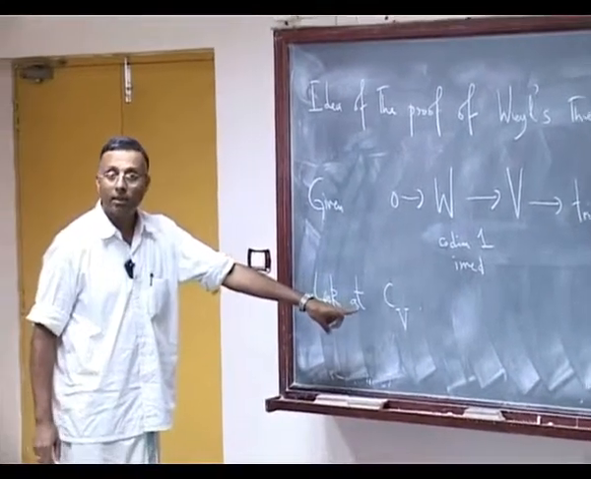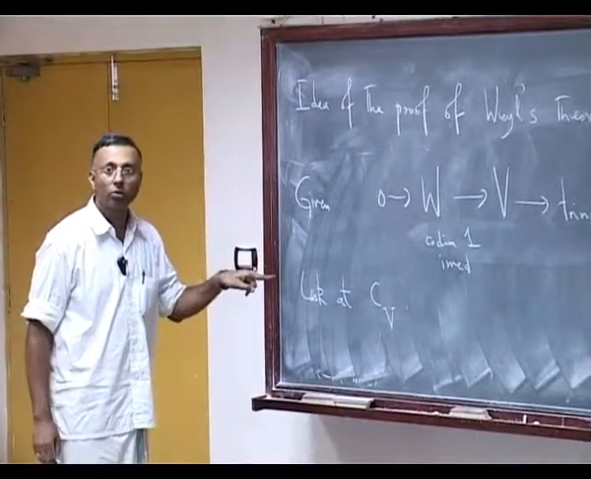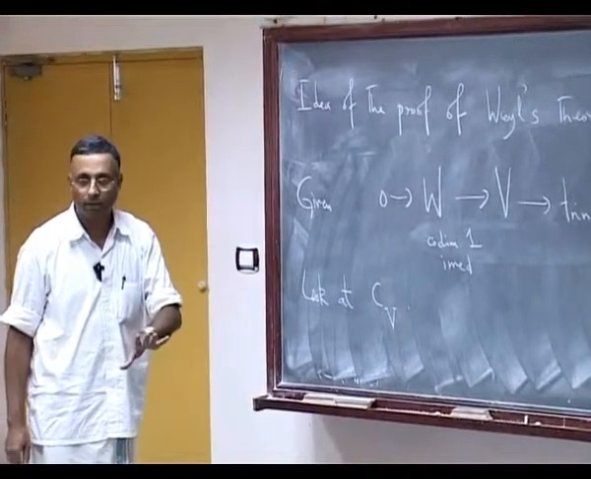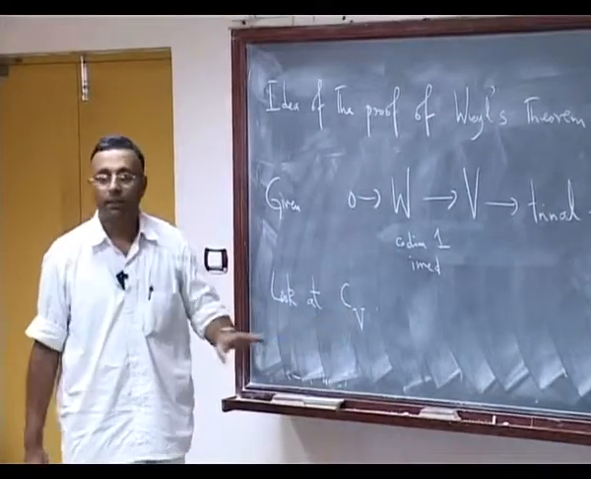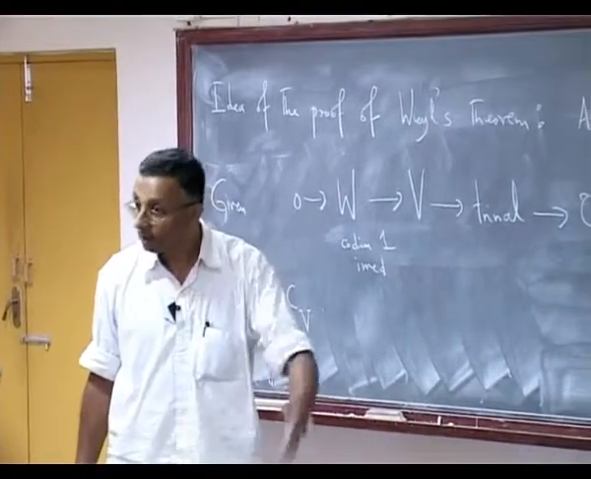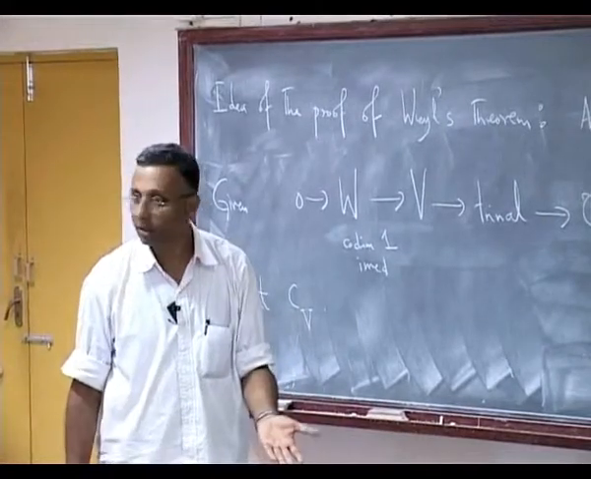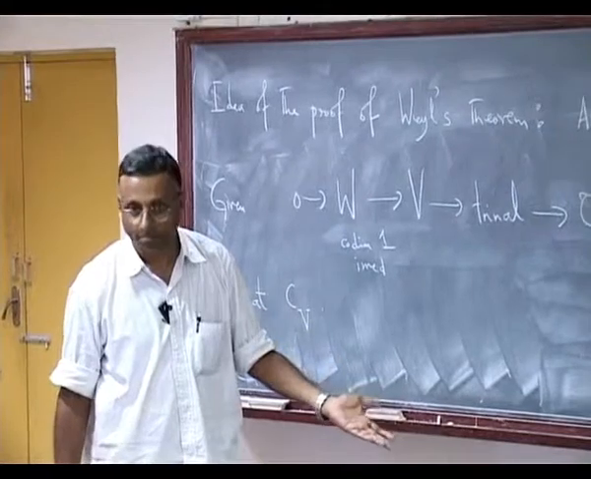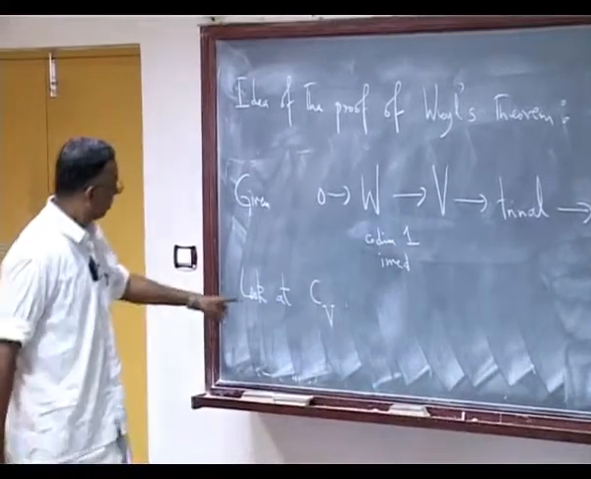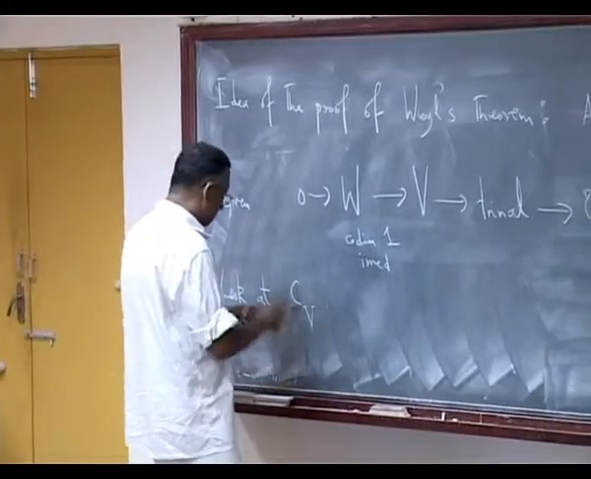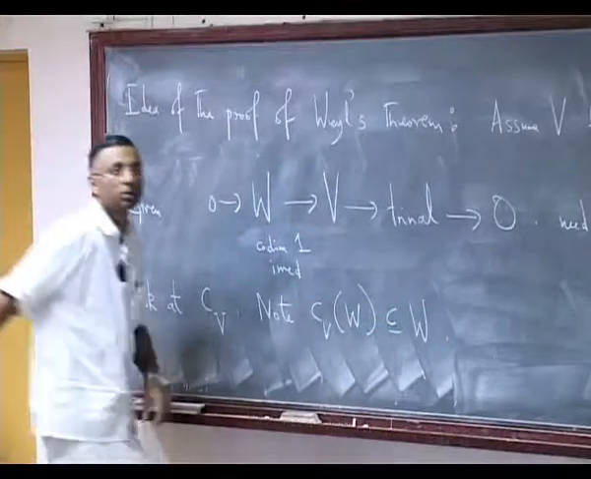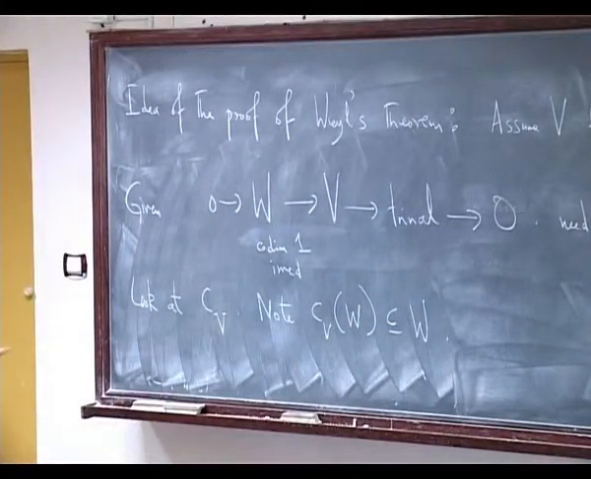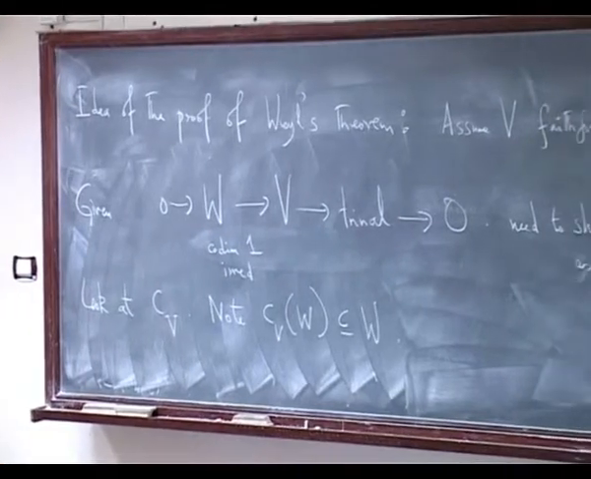So look at C V. Now the point is it belongs to the center of the universal enveloping algebra. The main idea here is, if you have an operator that commutes with all the operators coming from the Lie algebra, then its generalized eigenspaces are invariant for the Lie algebra. That's the point. So look at C V. First of all, note C V preserves W. Why? Because C V is defined as products of elements in the Lie algebra. If each one of them preserves the submodule, so does C.